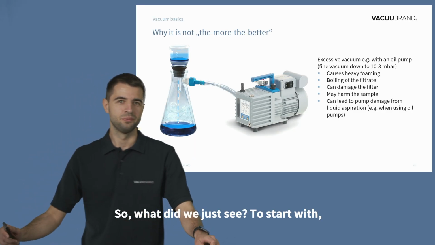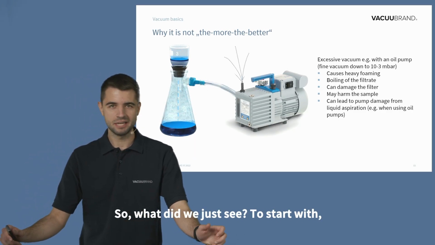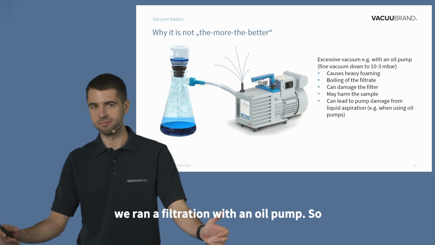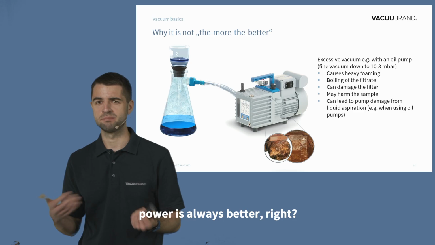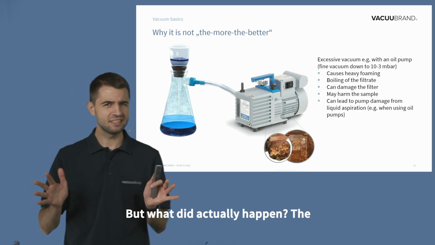So, what did we just see? To start with, we ran a filtration with an oil pump. So we used a very, very strong vacuum. More power is always better, right? But what did actually happen?